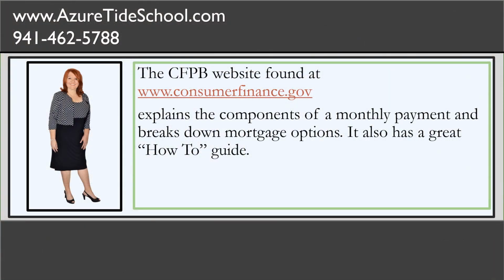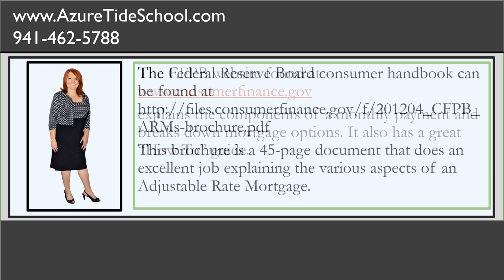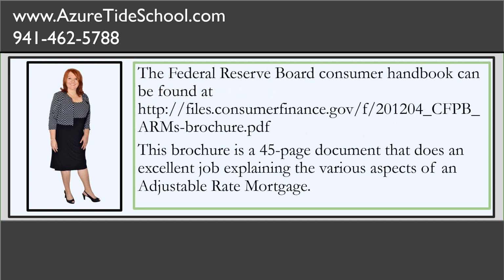The CFPB website found at consumerfinance.gov explains the components of a monthly payment and breaks down mortgage options. It also has a great how-to guide. The Federal Reserve Board Consumer Handbook can be found at consumerfinance.gov. This brochure is a 45-page document that does an excellent job explaining the various aspects of adjustable rate mortgages.